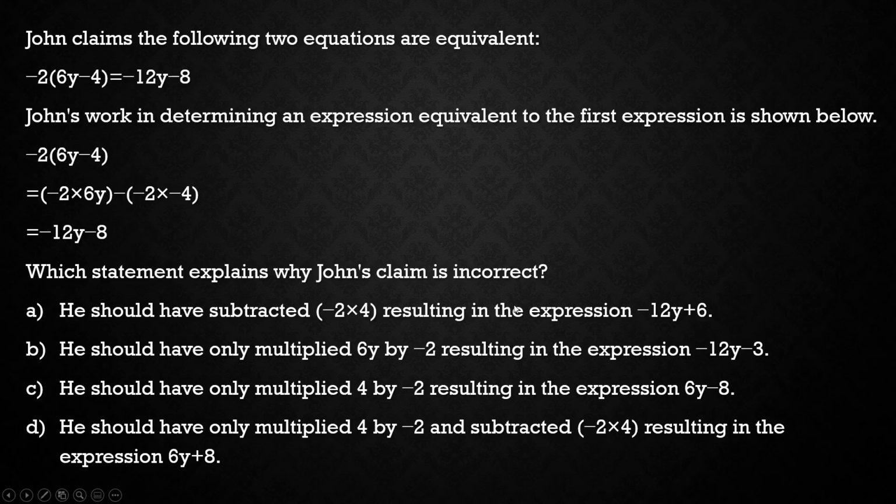Next question says that John claims the following 2 equations are equivalent. Let's see. Okay, so he says negative 2 times 6y minus 4 is equal to negative 12 minus 8. John's work in determining an expression equivalent to the first expression is shown below. Alright, so it looks like he's taking this negative 2 and multiplying it to 6, which is good. Minus sign in the middle, which is good. And then he has a negative 2 times a negative 4. Okay, I see a part right here that he might have gotten confused on.